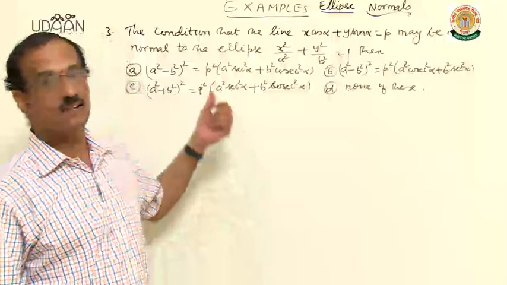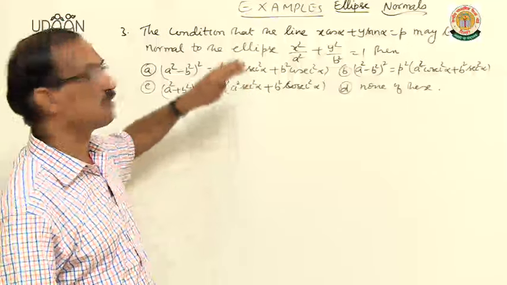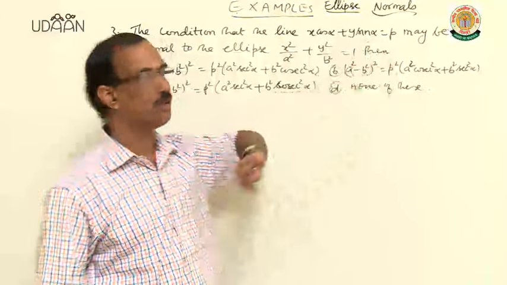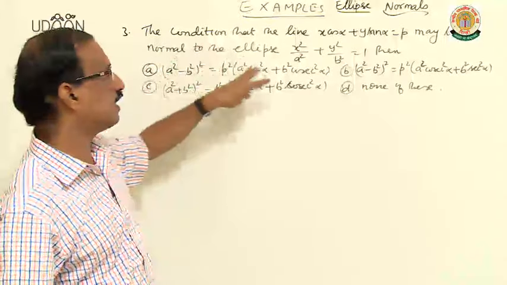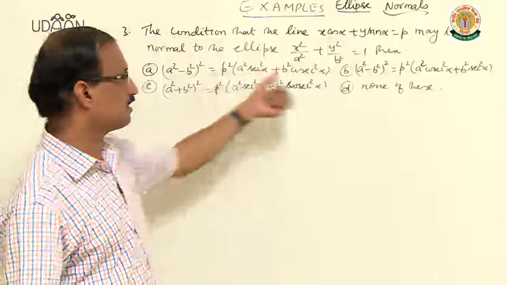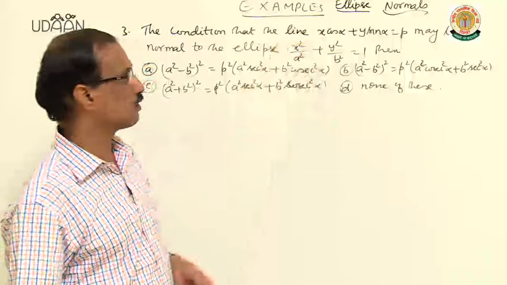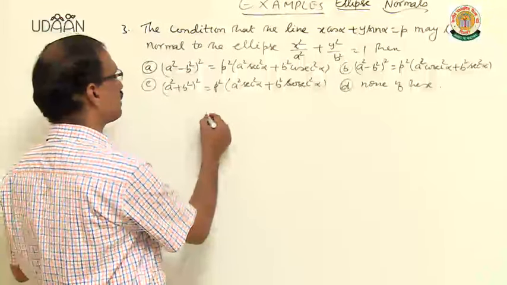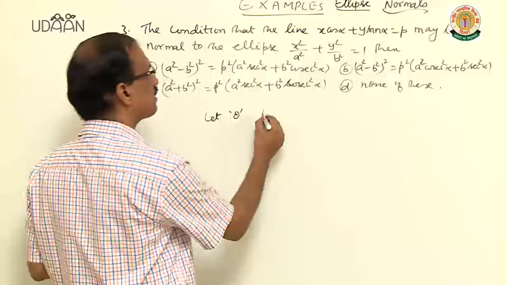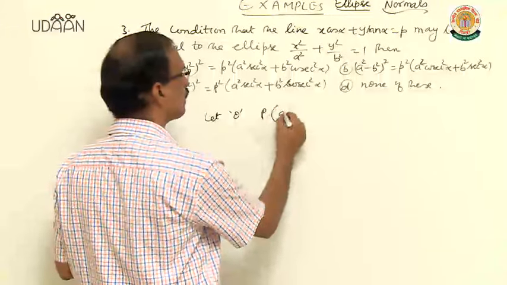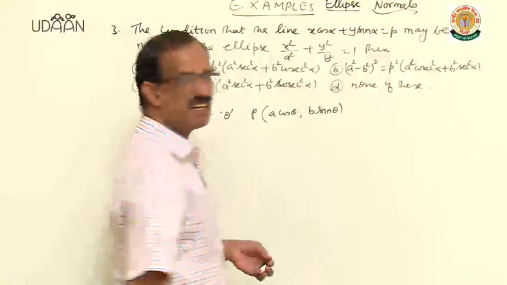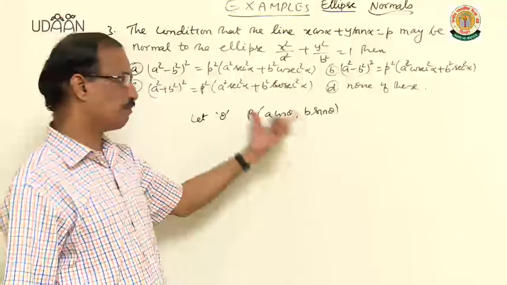Now let us see what example 3 says. The condition that the line x cos alpha plus y sin alpha equal to p may be a normal to the ellipse x square by a square plus y square by b square equal to 1. Then which of these options suits this question? So let us take, let theta, okay, that means the point P as a cos theta, b sin theta be any point on the ellipse in parametric form.